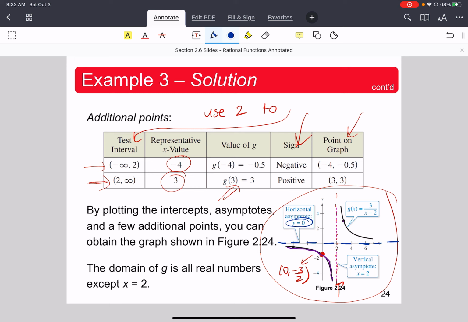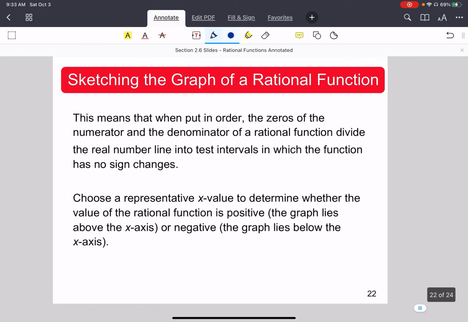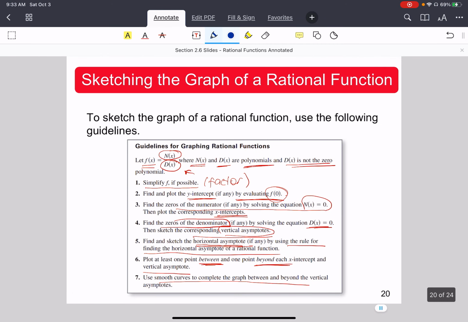So generally speaking, sketching rationals is very similar to sketching polynomials. You just need to follow a couple of things as given in this slide, where you need to simplify, plot the y-intercept, find the x-intercept, find the vertical asymptotes and horizontal asymptotes, and then come up with test intervals using not only the zeros, but also the vertical asymptotes. So make sure to include vertical asymptotes in your table as well.